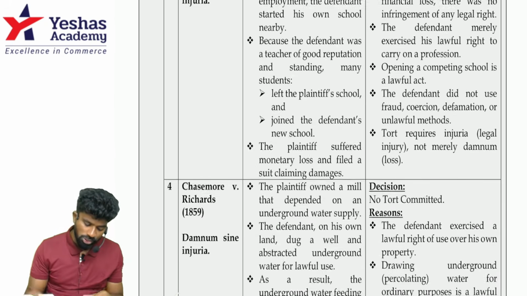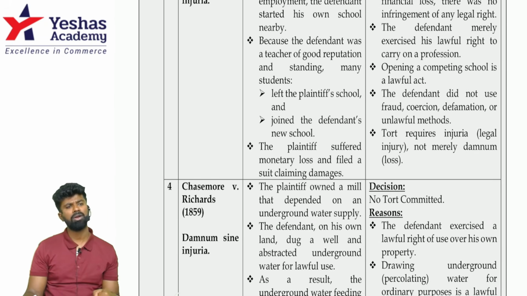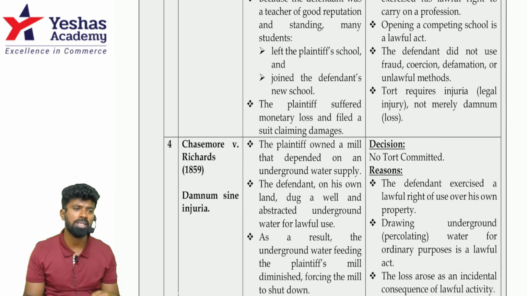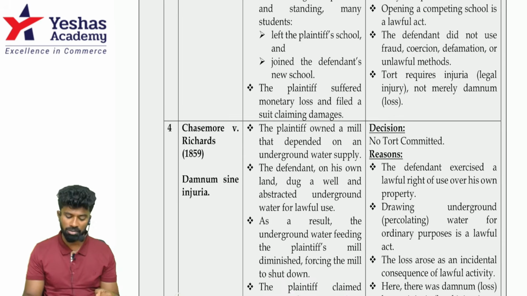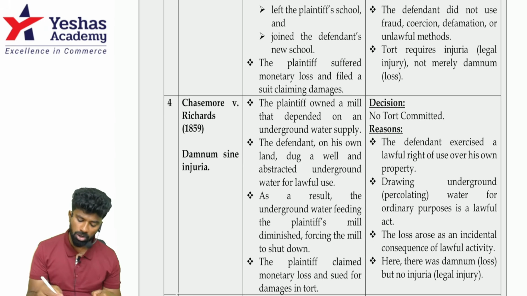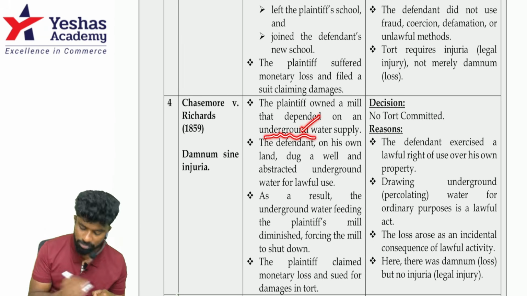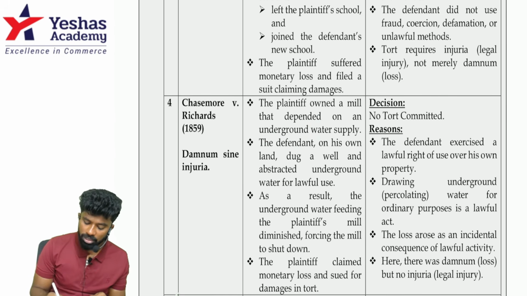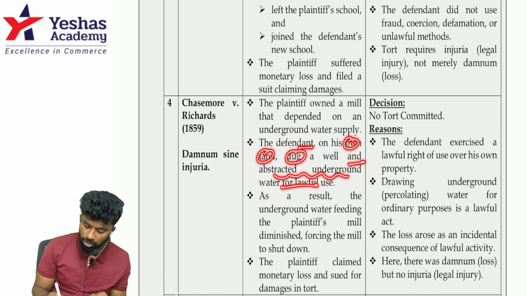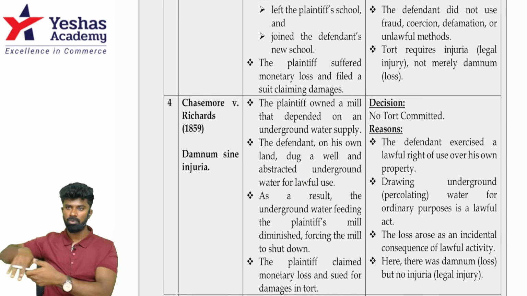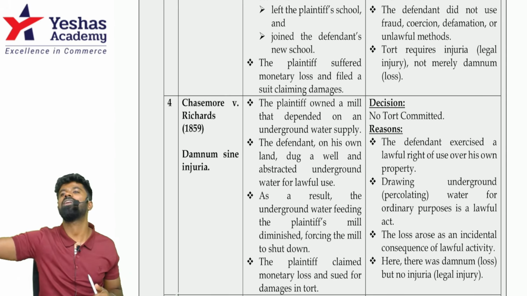Next one. Chasemore versus Richards case law, where there is the damage but without any infringement of right. What happened in this case? Let's start. Plaintiff owned a mill that depended on an underground water supply. Underground, borewell water, underground water supply. The defendant on his own land dug a well and abstracted underground water for lawful use. What the other person does is, he also digs a borewell in his property.